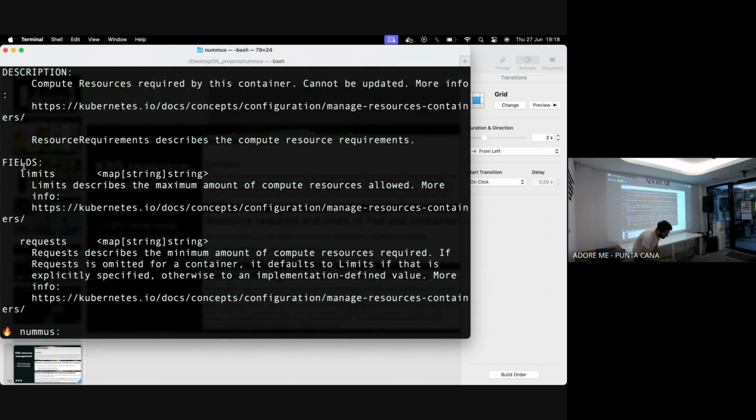So here, as you can see, as I said, use kubectl to get the documentation. We have the limits, which are clearly described in here: the maximum amount of compute resources allowed, and requests describe the minimum amount of compute resources required. An interesting thing, if a request is omitted for a container, it defaults to limits, right? Now let's see.